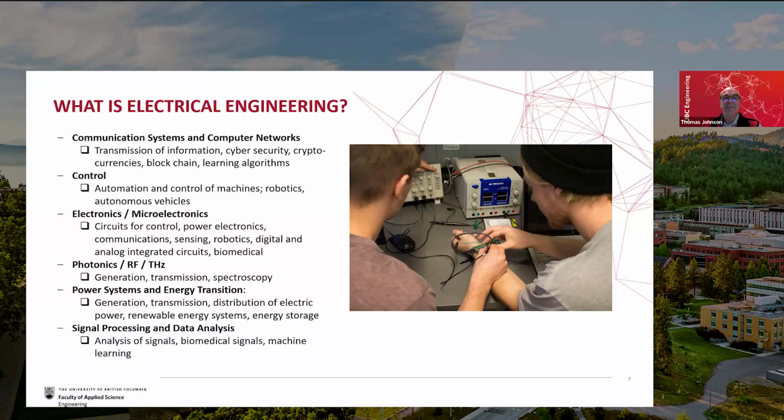Controls, another big area. It's been a very classical area within electrical engineering, and it does link up with some aspects of mechanical engineering, and this would be sort of where you would see things like automation and control of machines and robotics and autonomous vehicles. We have electronics and microelectronics. It's a huge area, and everything from power electronic type circuits to digital circuits, analog circuits, circuits for biomedical applications. This is all your chips and printed circuit boards.